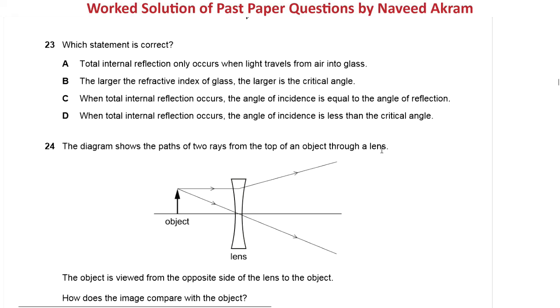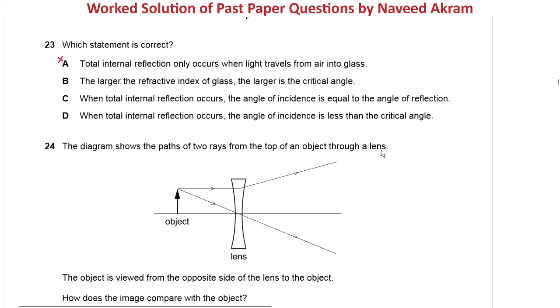Okay, so let's check all the statements one by one. Statement A is the total internal reflection only occurs when light travels from air into glass. This option is wrong because total internal reflection occurs when light travels from optically denser medium to optically rarer medium, that is from glass into air. So option A is incorrect.